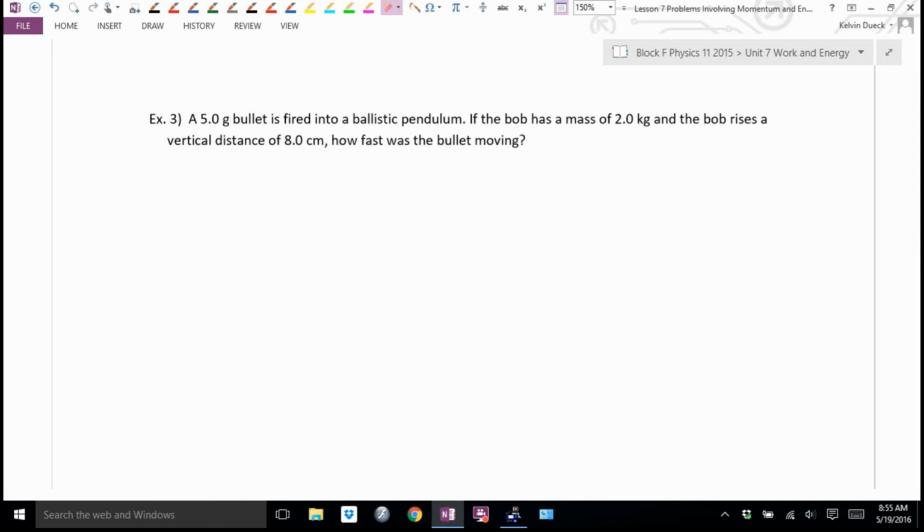A 5-gram bullet is fired into a ballistic pendulum. If the bob, a bob is what you call the mass hanging from a pendulum, has a mass of 2 kilograms, and it rises a vertical distance of 8 centimeters, how fast was the bullet moving? Oh, and then you would compare that to a chart of different bullet speeds, and you would say, I know what gun it was. I know what kind of gun it was. They do that nowadays, Cohen, but with fancy schmancy equipment.